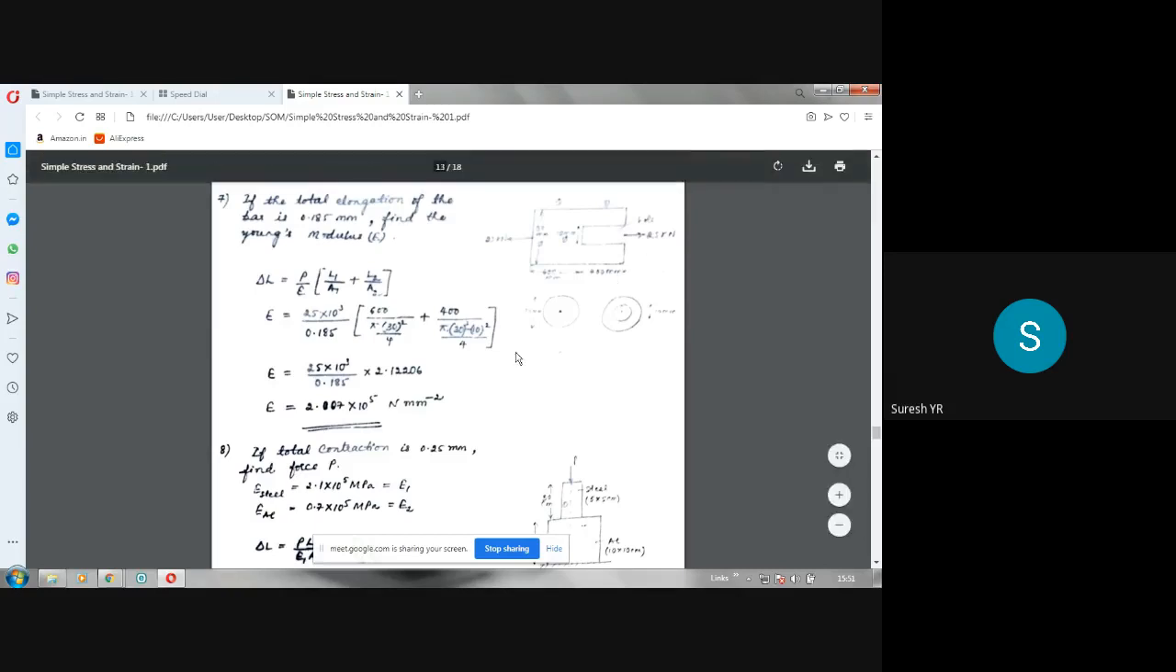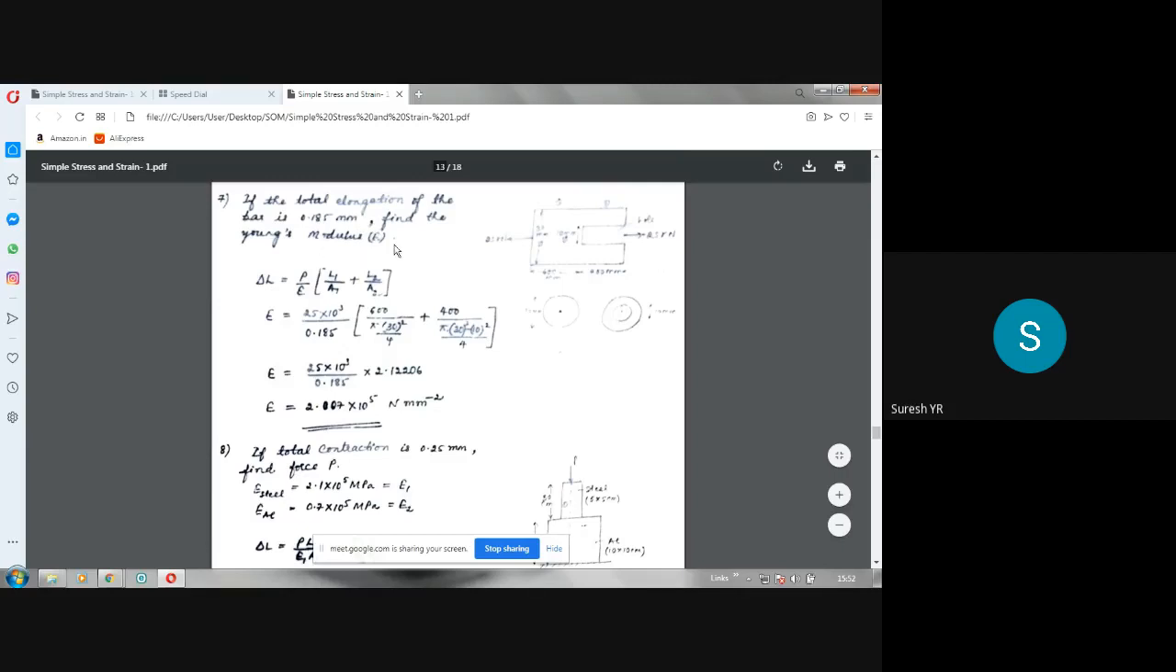So from here to here is one portion, from here to here is another portion. The first portion is a solid circular section, the second portion is a hollow circular section. Now, this is a separate type of problem. If the total elongation of the bar is 0.185 mm, here he has given the total elongation. So elongation in this portion is delta L1, and elongation in this portion is delta L2. So delta L1 plus delta L2 is 0.185 mm. That is given, so total delta L is given.